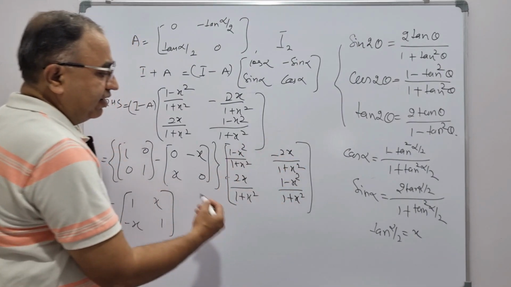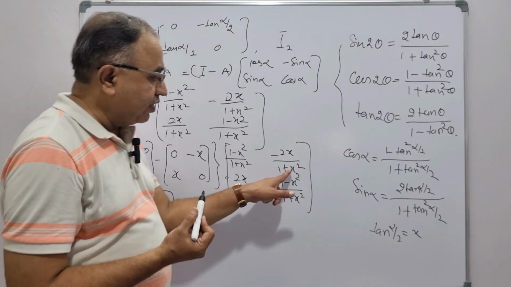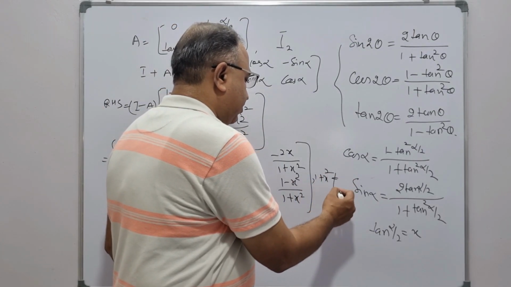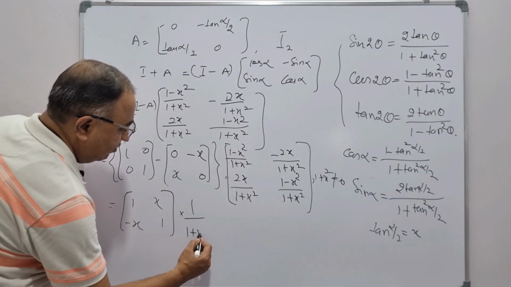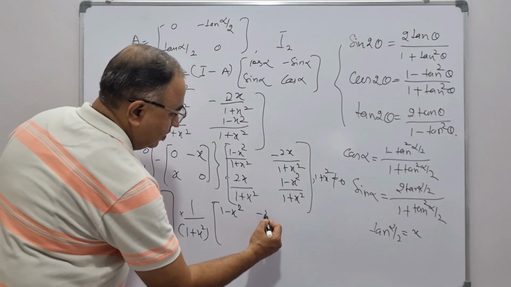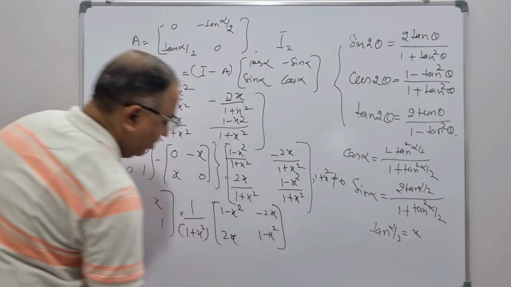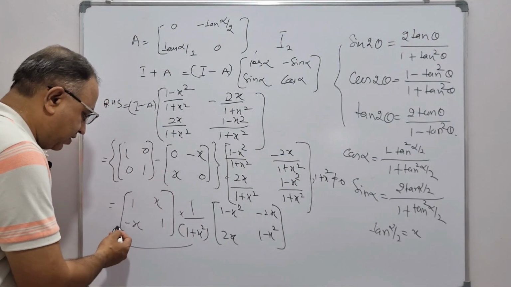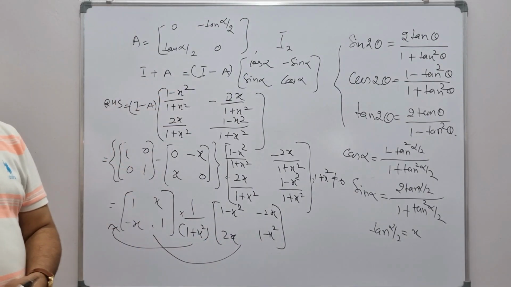Now from this entire matrix, you can see that one common scalar is here, 1 upon 1 plus x square, because x square can never be negative, right? 1 plus x square will never be equal to 0. So this you can take out. 1 upon 1 plus x square is out. Now what is remaining? 1 minus x square, minus 2x, 2x and 1 minus x square. This is only remaining. So as a result it is a scalar which you can write before here, and now to multiply only these two matrices. That is our next step.